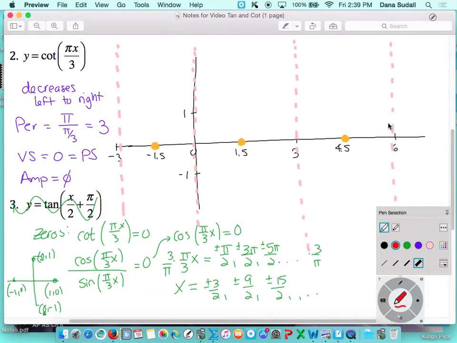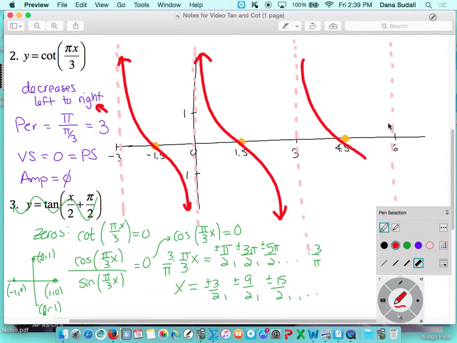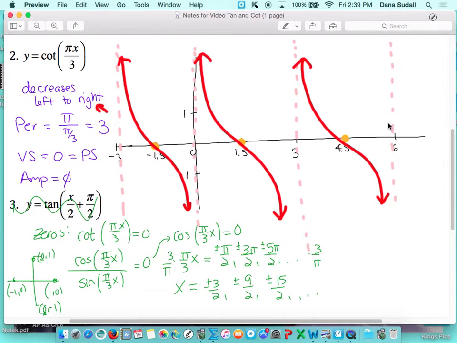And then my cotangent graph here, we said decreases from left to right. So my graph is looking like that. All right, so we graphed 3 periods for that one. Okay, if you're not finished copying that ink down, pause the video and you can finish copying that.